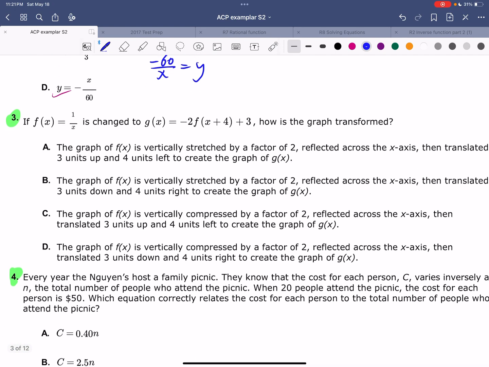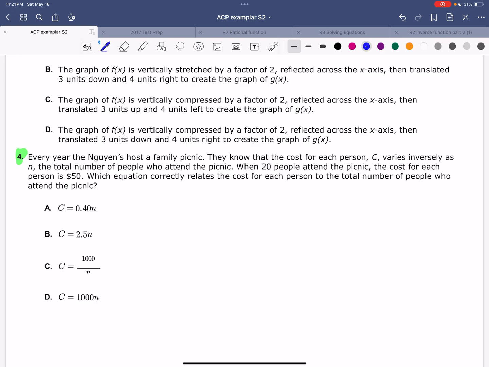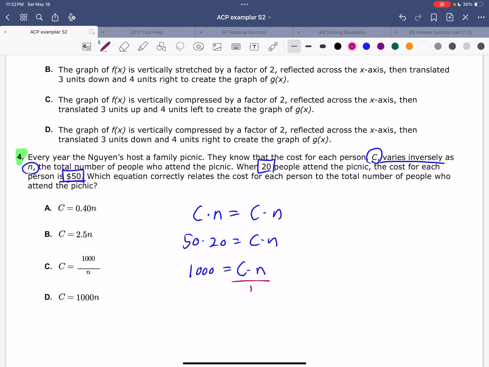Which is B. So question number 4 is exactly the same thing, just it's a word problem. Do you see C varies inversely as n? So you just put C times n equals C times n. And the only numbers given to you are 50 and 20, so you're just plugging these numbers in, okay? And then you want to get rid of n, so you divide by n on both sides, so you get 1000 over n equals C. That's what you do here, okay?